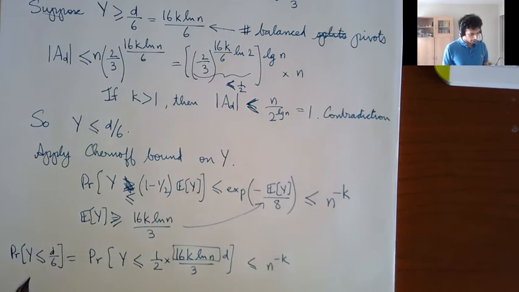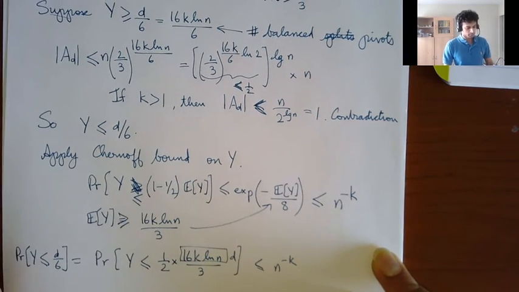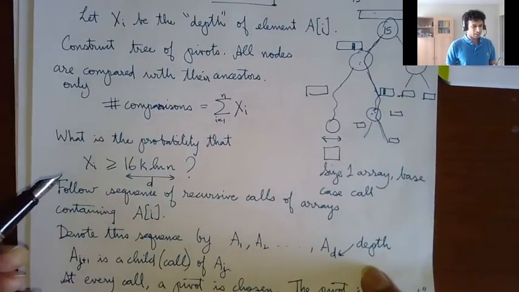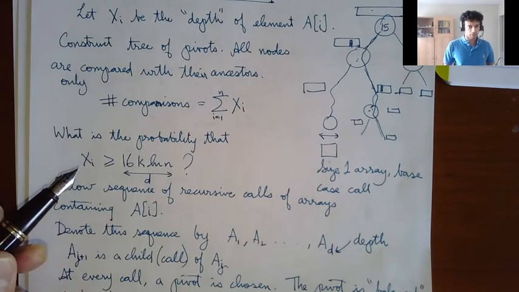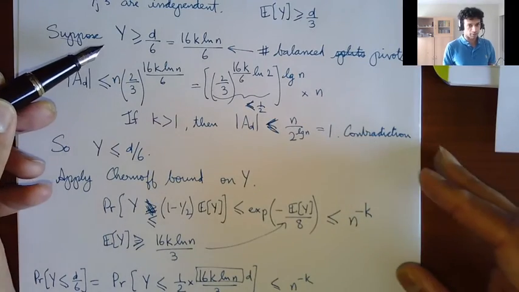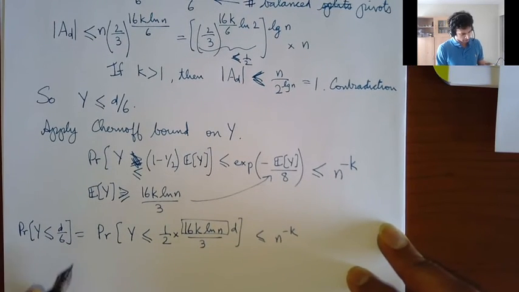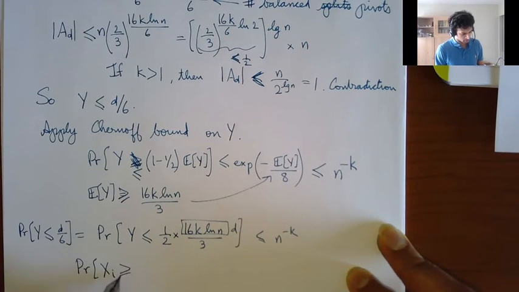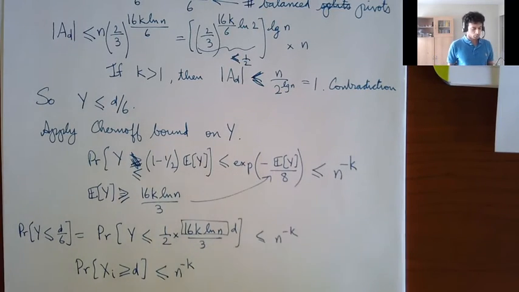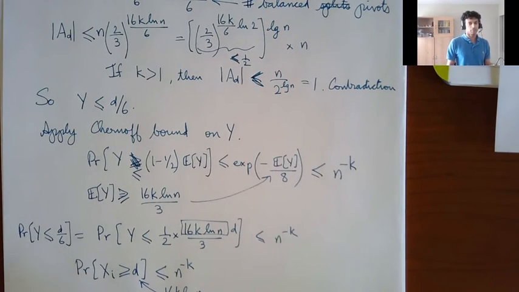So the probability that y was less than d over 6. Now what was y? Let's chain it all together. Let me go back all the way. Let's look at xi. What is the probability that xi is greater than d? For xi to be greater than d, this random variable y that I defined has to be less than d over 6. But the probability that y is less than d over 6 is small. So when I put it all together, I get that the probability that xi is greater than d is at most n to the minus k. So the probability that xi, the depth of i, is more than d, where d is 16k log n, is at most n to the minus k.